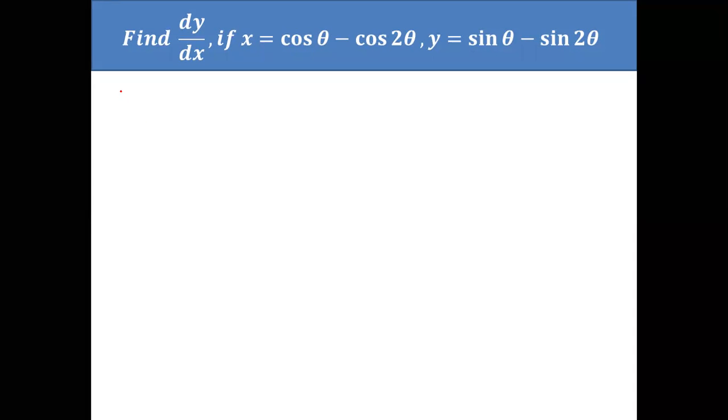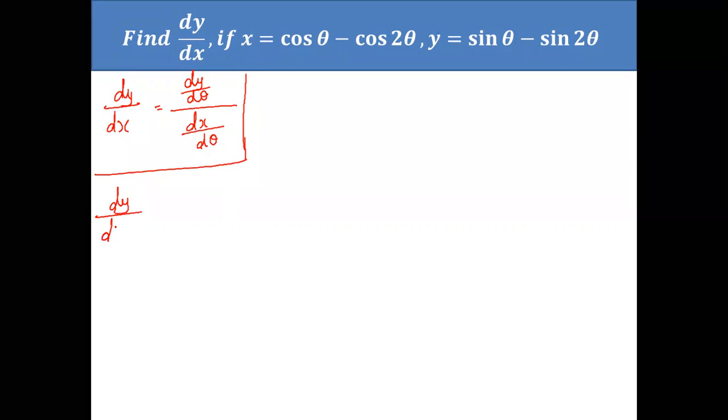Okay, so here you can see x is in terms of theta and y is also in terms of theta. Therefore you have to go for parametric differentiation. So what does parametric differentiation say? dy/dx is nothing but (dy/d theta) divided by (dx/d theta). So first you have to find dy/d theta.